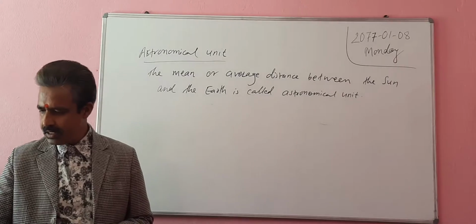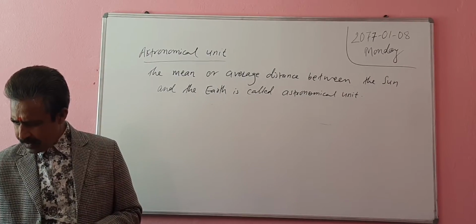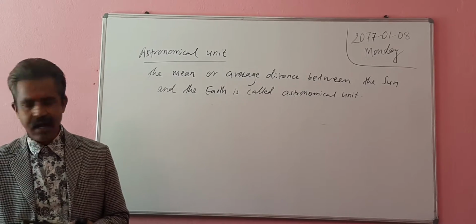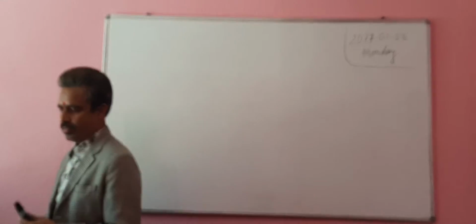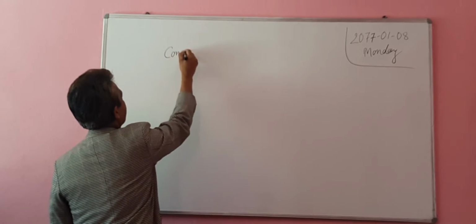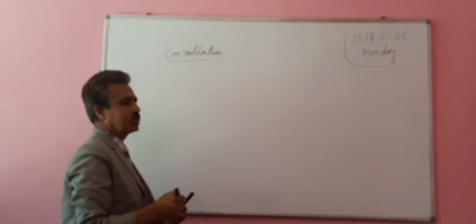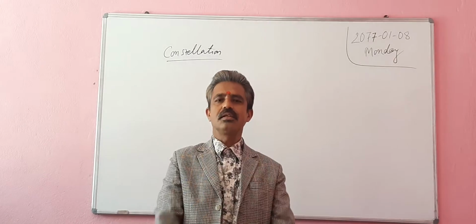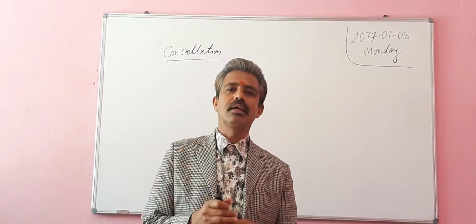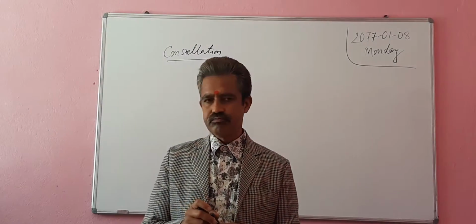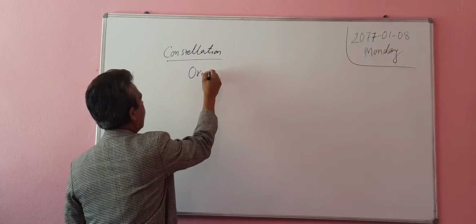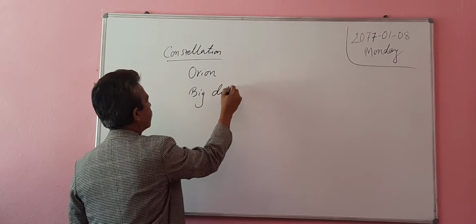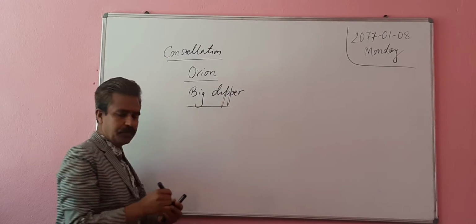Now next question. Next question says, name a constellation which can be seen with naked eye. Which constellation is seen with our naked eye? Do you know? In yesterday's class, we discussed the difference between constellation and galaxy. Constellation is a group of few number of stars which resemble an object or an animal. So there are 88 constellations. One constellation that can be seen with our naked eye is Orion, or Big Dipper. Either you can mention Orion or you can mention Big Dipper. Okay.